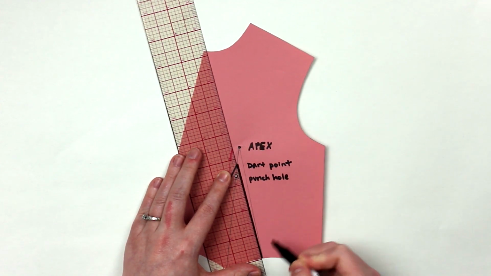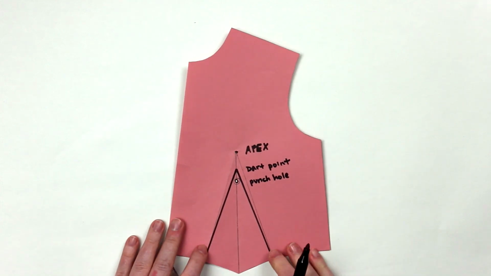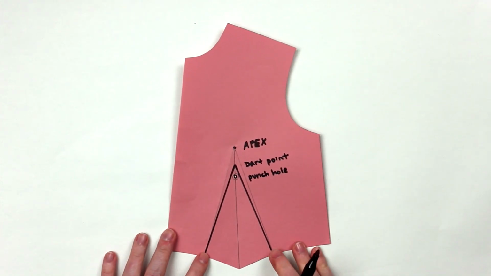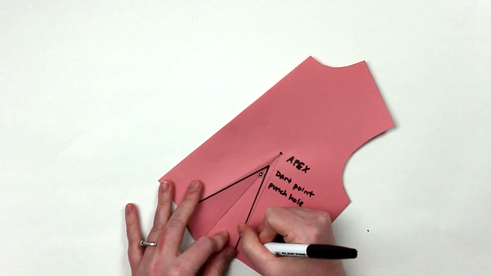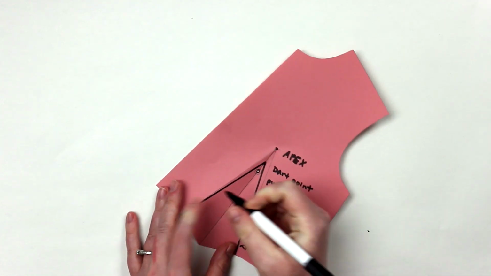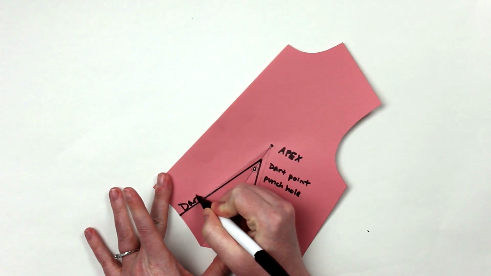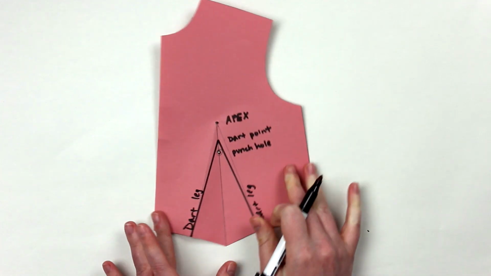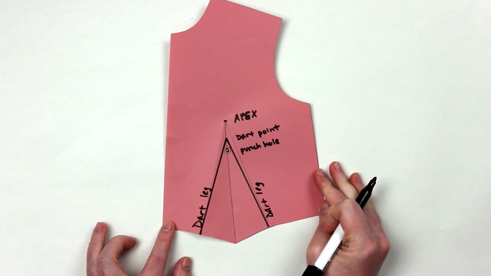Next are our dart legs, and basically it's just either side of the triangle. Now remember, this is the point that is going to be ending at the dart point or the dart tip, not at the apex. So just keep that in mind. Here I've darkened it with marker so that way you don't get confused, but yes, those are the dart legs.